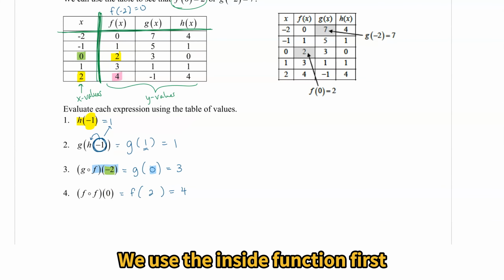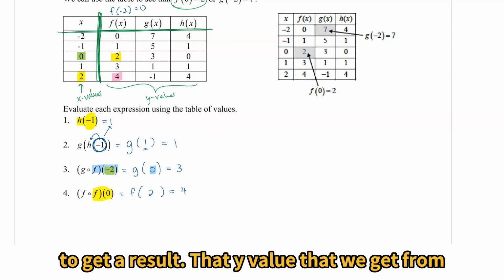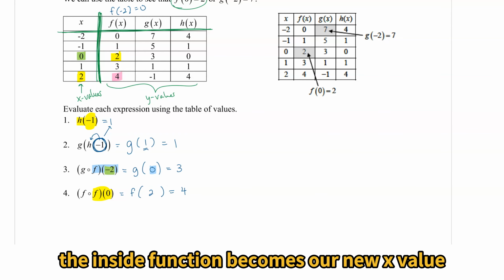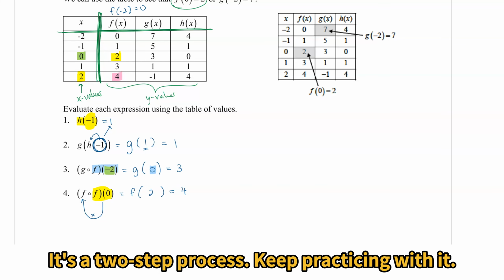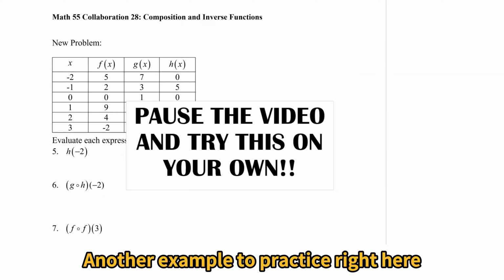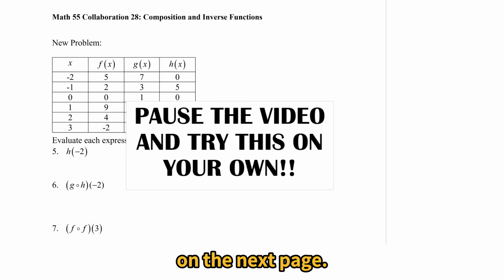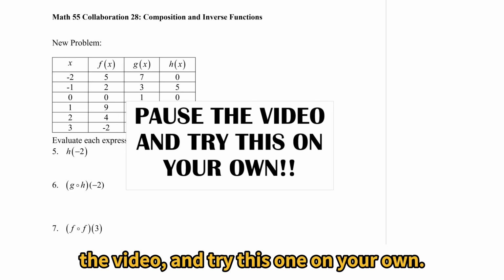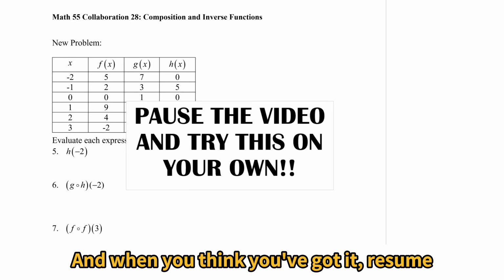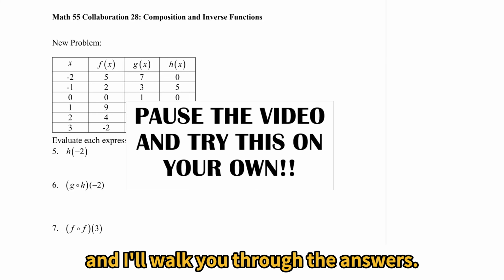We use the inside function first to get a result. That y value that we get from the inside function becomes our new x value that we put in for the second outside function. It's a two-step process. Keep practicing with this. Another example to practice right here on the next page. A few more examples to take a look at. I'd like for you to pause the video and try this one on your own. And when you think you've got it, resume and I'll walk you through the answers.